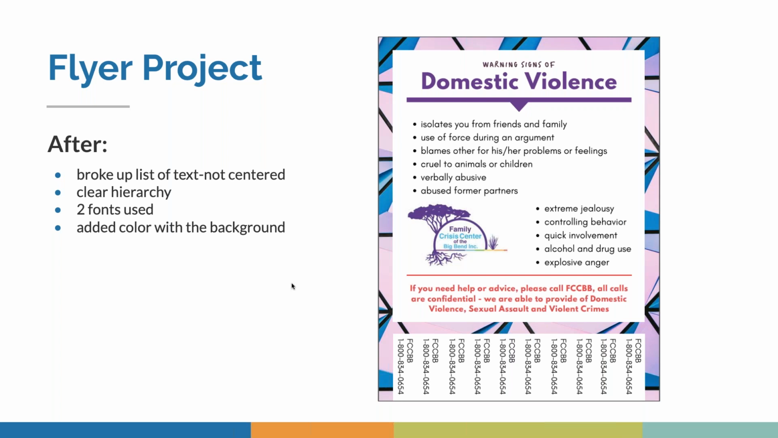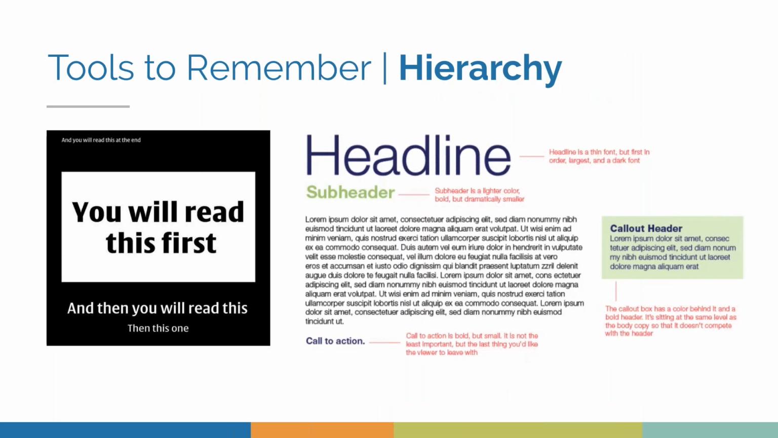Okay. All right, so like I said before, just a couple of quick tips on hierarchy, because this is what I see a lot of, not issues, but there can be a little bit of struggling here with it. So as you see in this graphic, it's a clear example of how hierarchy is important. So it says you will read this first, and then you'll read this, then this one, and then way up here in the corner, you'll read this at the end.